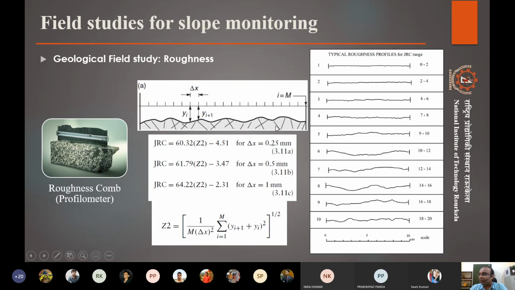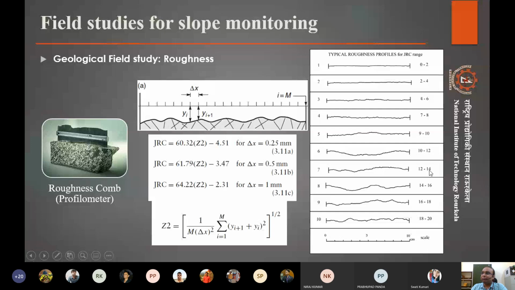Previous to this kind, there were general roughness profiles that were decided. So 0 to 2 profile like this, various different profiles were decided based on the scale. The previous method was simply to try and match the profile that is there on top of the surface of the rock with these existing profile sets. So whichever matches closely will be representative of that roughness coefficient.